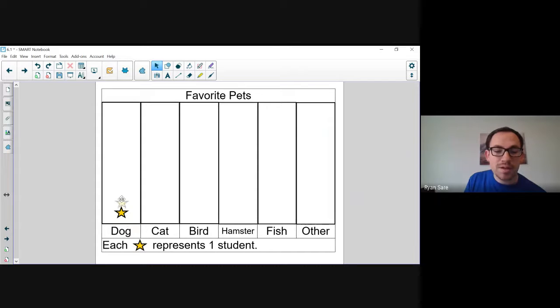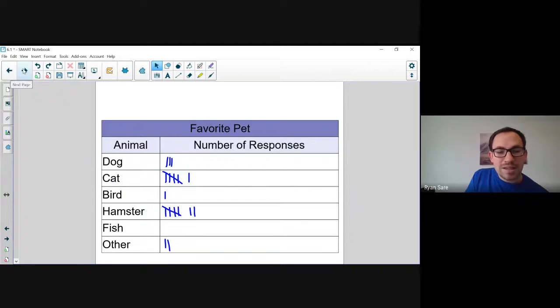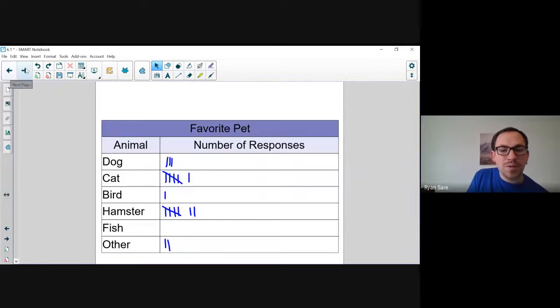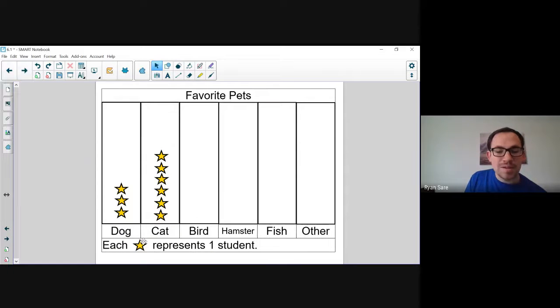And I'm going to put 3 stars in here. I'm going to put them on top of each other. 3. And then I go back. Cats. We've got 6 that said cats. So I'm going to grab 6 of these little stars. You guys might just draw them in. I'm using technology once again to help make things a little bit easier for me. I've got 6. Birds, I believe, was 1. Hamsters was 7.